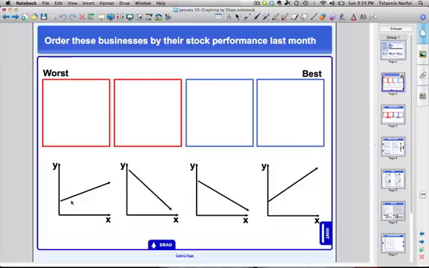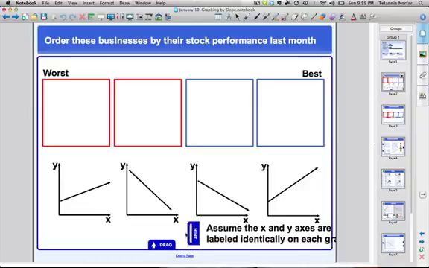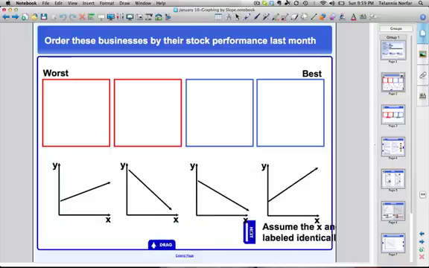And here's our graphs. Let's look at our hint. We need to make sure we assume that the X and Y axis are labeled identically on each graph. So again, think about what you know about slope. Pause the video until everyone has answered.